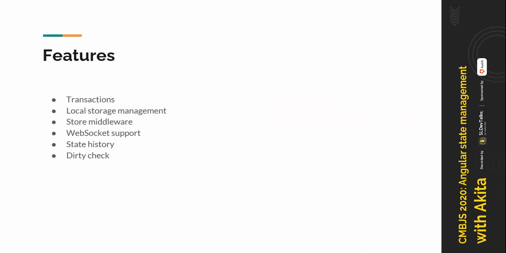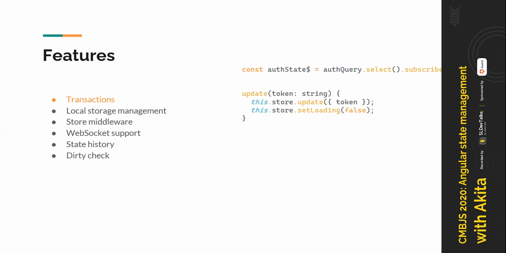So if we talk about some features in Akita, there are a few features I picked to talk about today. One feature is transactions. Imagine that you have an auth state and you are querying the whole auth state and you have an observable for that. And in another method, I'm updating the token and I'm setting the loader to false. Usually what will happen is this will trigger two times when we update, because we are updating it twice, and the auth state observable will get triggered twice.